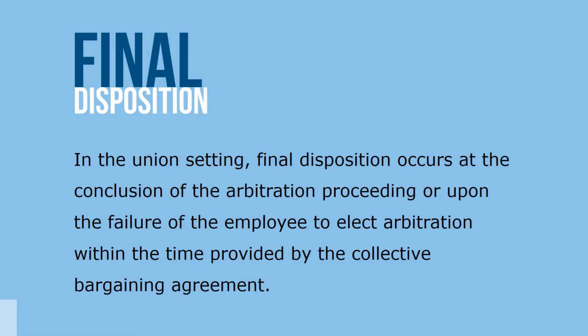Final disposition occurs at the conclusion of the arbitration procedure or upon the failure of the employee to elect arbitration within the time provided by the collective bargaining agreement. Until that final disposition is reached, the discipline and all data supporting that discipline remain private.